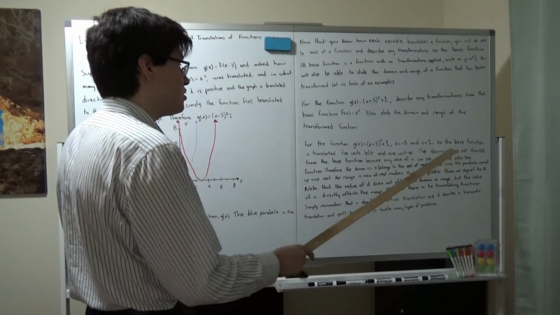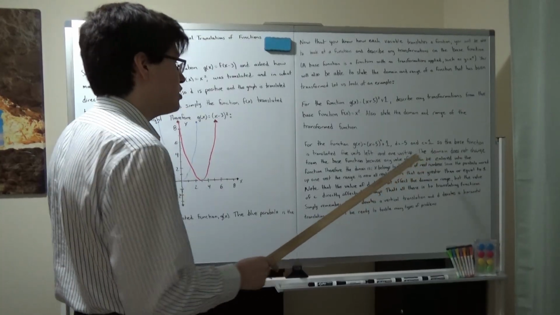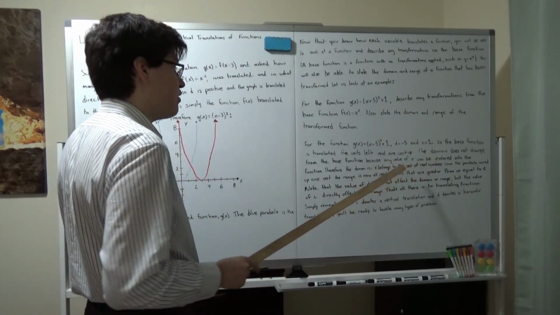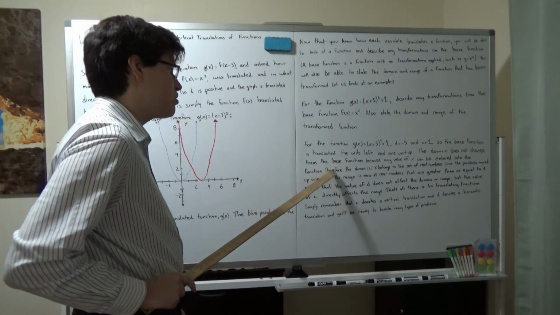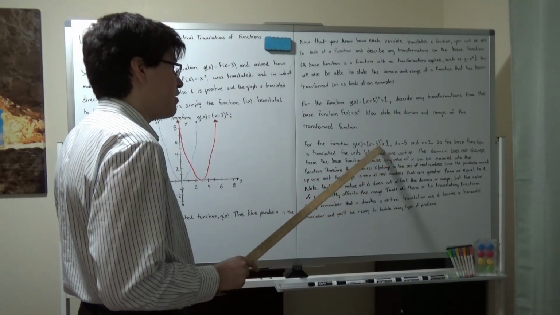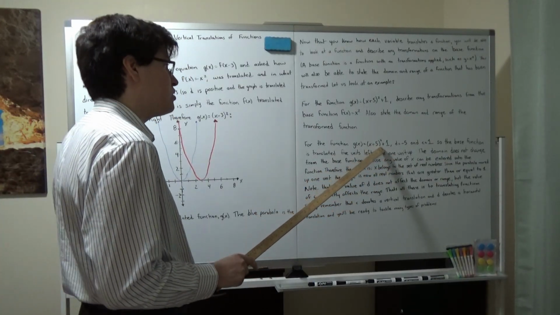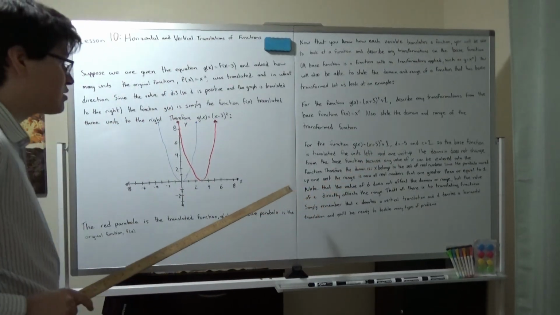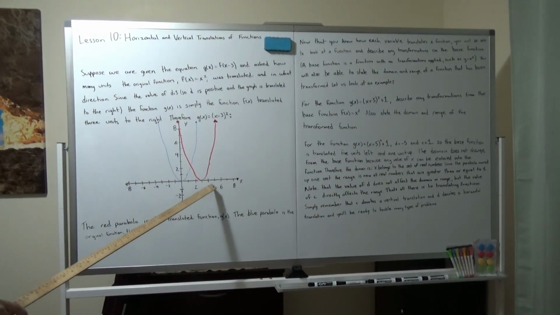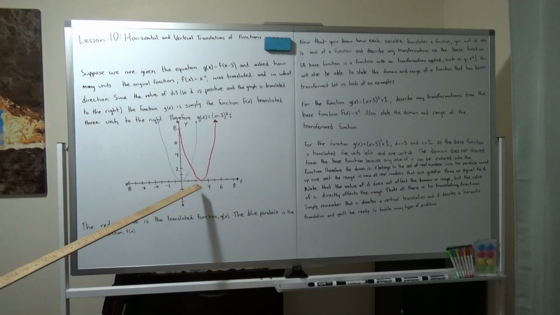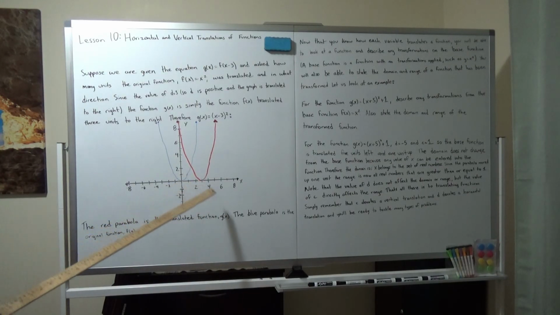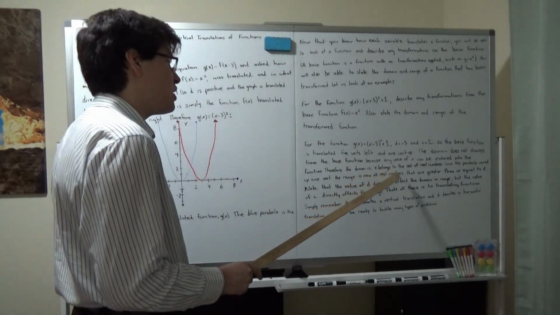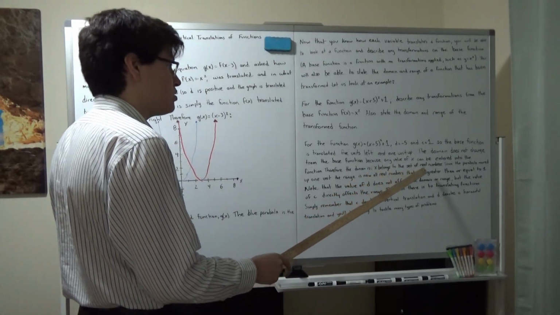The domain does not change from the base function because any value of x can be entered into the function. Just like any value of x can be entered into this function, which was transformed from this function. Therefore, the domain is x belongs to the set of real numbers.